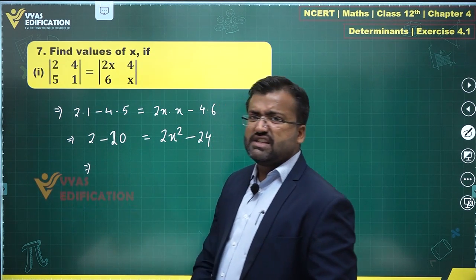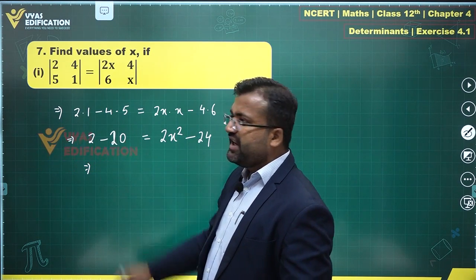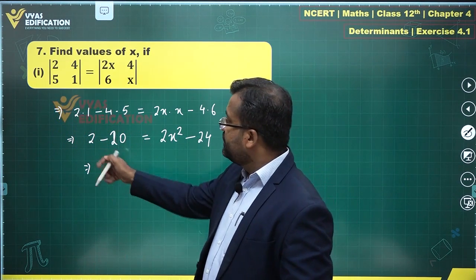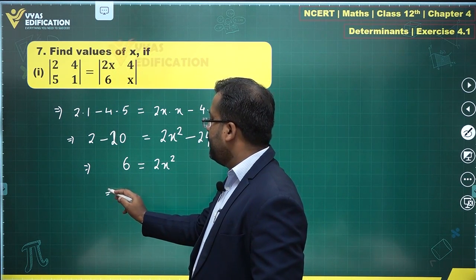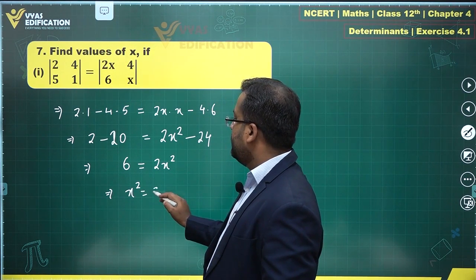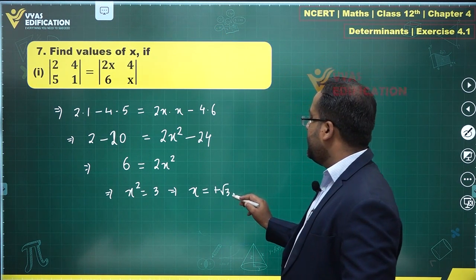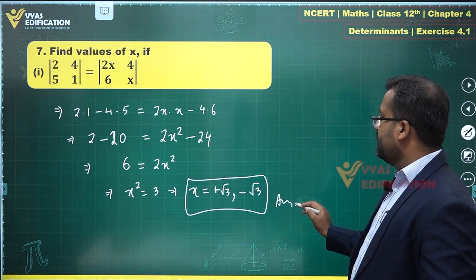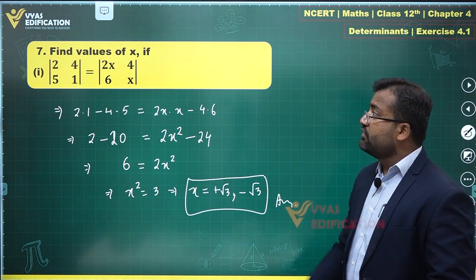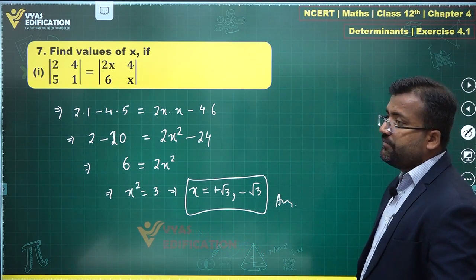And what does that give us? 24 will come over here. 24 minus 20 is 4 plus 2 is 6. 6 will be equal to 2x square, and therefore x square will be equal to 3, which will give me x equals plus square root of 3 or minus square root of 3. That's the answer for this question: x equal to plus root 3 or minus root 3, as you can observe over here.